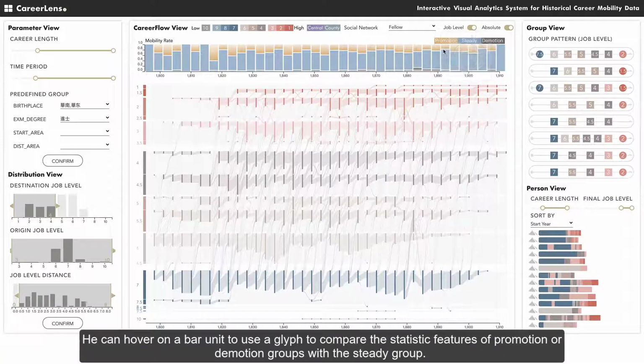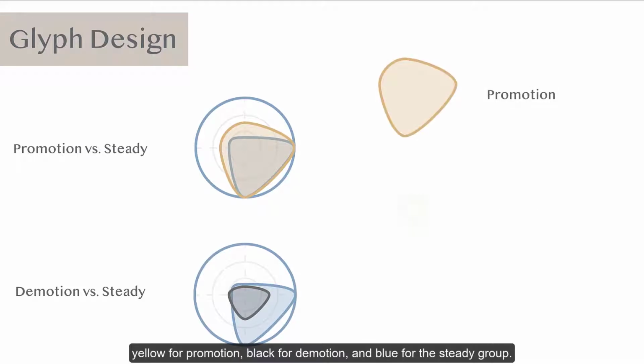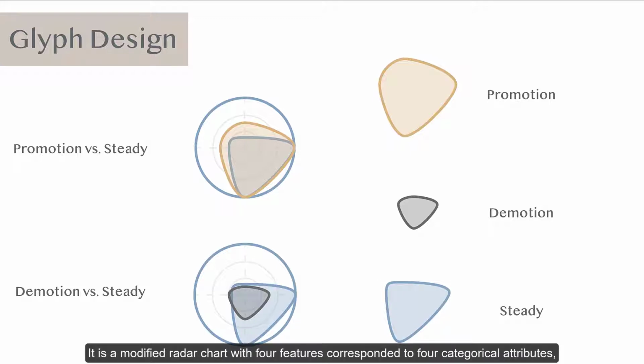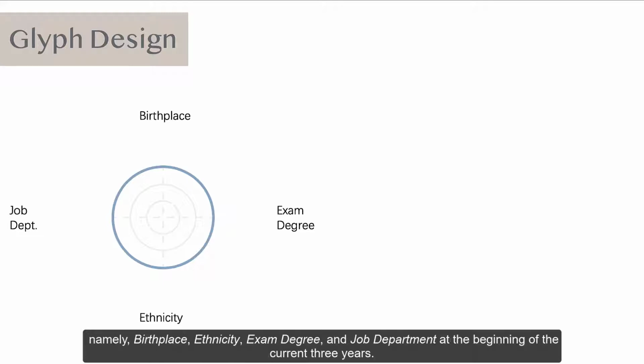He can hover on a bar unit to use a glyph to compare the statistic features of promotion or demotion groups with the static group. In the glyph, different color areas represent different groups: yellow for promotion, black for demotion, and blue for static group. It is a modified radar chart with 4 features corresponding to 4 categorical attributes, namely birthplace, ethnicity, exam degree, and job department at the beginning of the current 3 years.